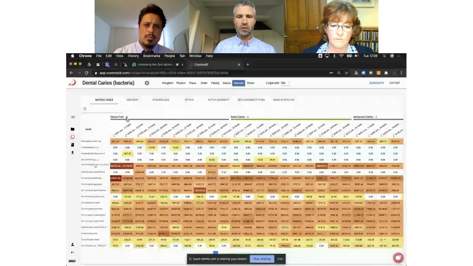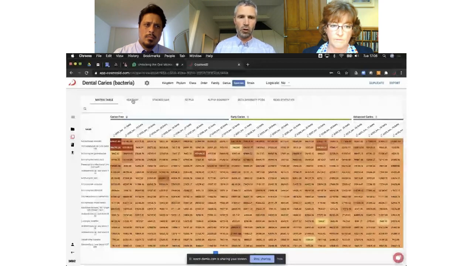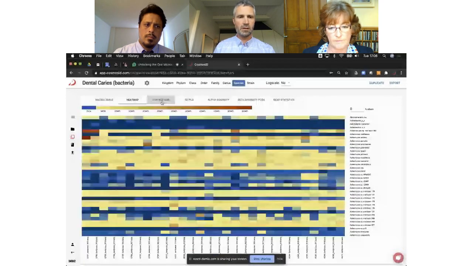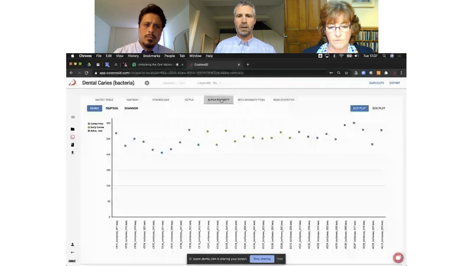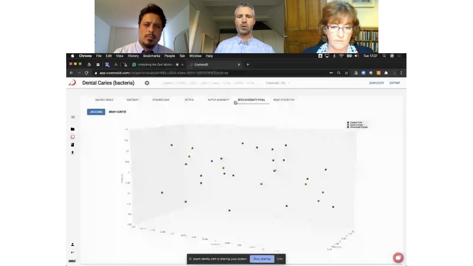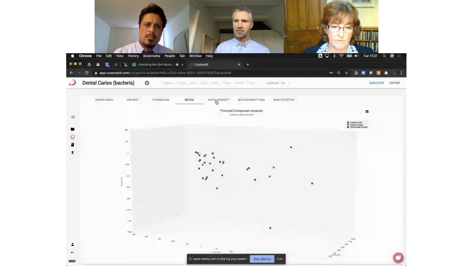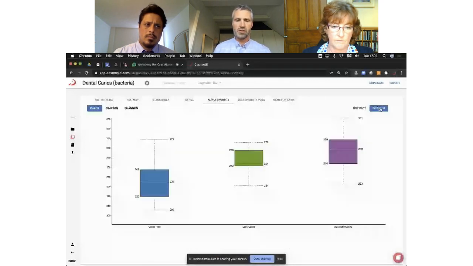As we're cycling through different tabular and visual outputs, such as heat maps, stack bars, beta diversity, principal coordinate analysis, we arrive at alpha diversity, which clearly shows that the development of caries is associated with the colonization of the oral cavity with an increasing number of taxa.